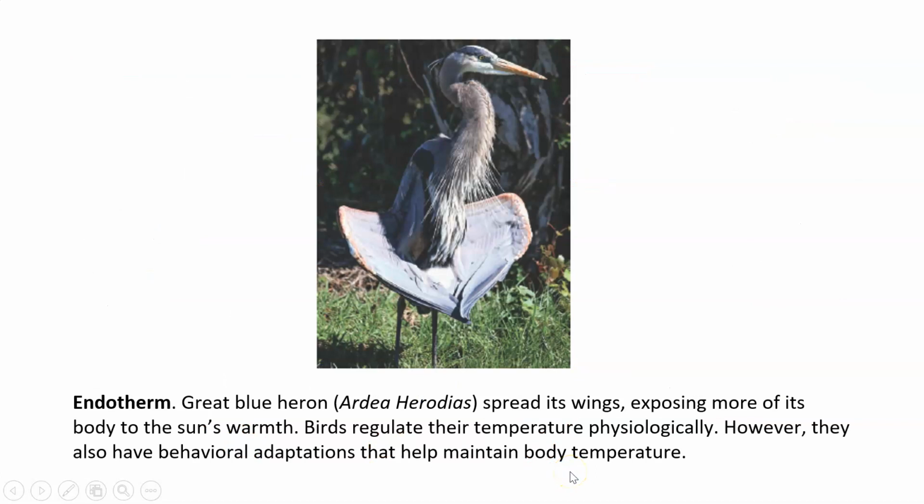Okay, it says here you have an endotherm, this bird. Okay, so great blue heron. Okay, this bird species, H sepatutnya small letter. Okay, spread its wings, exposing more of its body to the sun's warmth. So dia akan spread dia punya wings so that you have more surface area exposed, so that dia boleh absorb heat from the sun macam itulah.